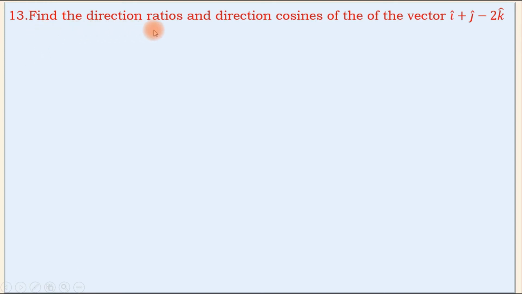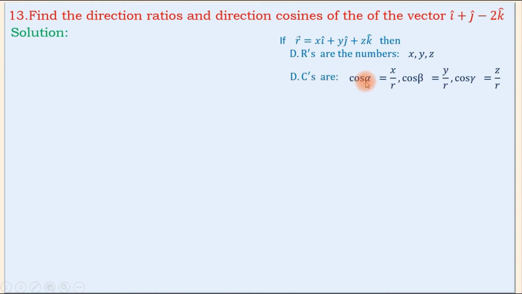Next, problem number 13. Find the direction ratios and direction cosines of the vector i cap plus j cap minus 2 k cap. So if r vector equals x i cap plus y j cap plus z k cap, then the scalar components x, y, z are direction ratios, and direction cosines are cos alpha equals x by r, cos beta equals y by r, cos gamma equals z by r.